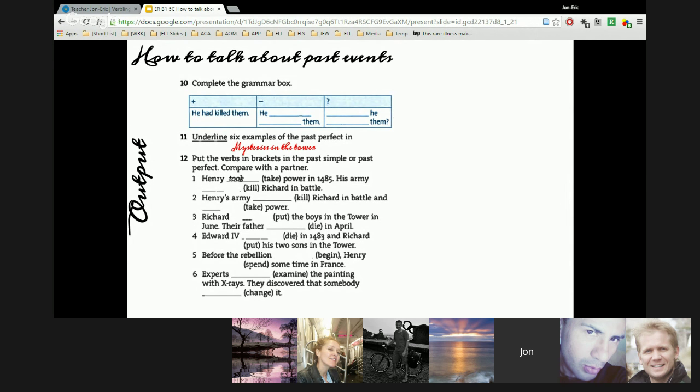Okay. So, April. Number 3. It's put... But wait a second. Richard put the boys in the tower. Their father... The father had died in April. Yes. Right? To show that it happened before. Exactly. So that one is really clear because you can see June happens after April. Maybe that's a little bit easier than number 2. Number 2 is a little bit confusing.